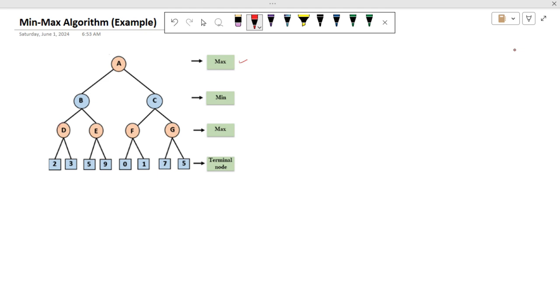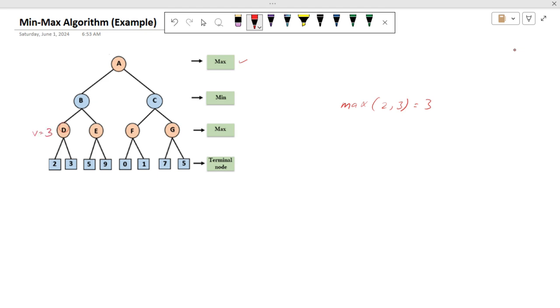At node D, there are basically two children. One is 2 and the other is 3. As it's max's turn, max takes 2 and 3. So what is the maximum value between 2 and 3? That is 3. So it means between these two child nodes at D, if it is a max move, it will go for the 3.